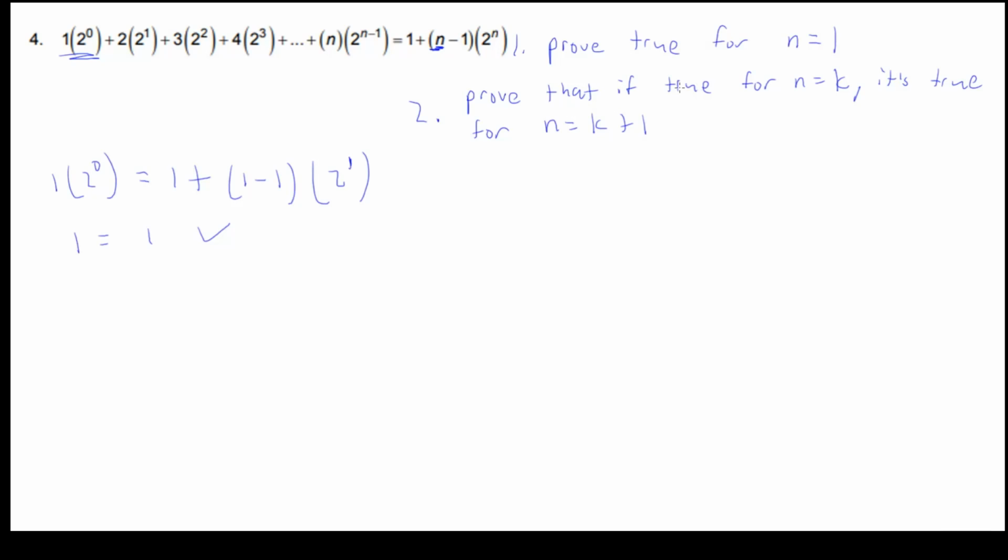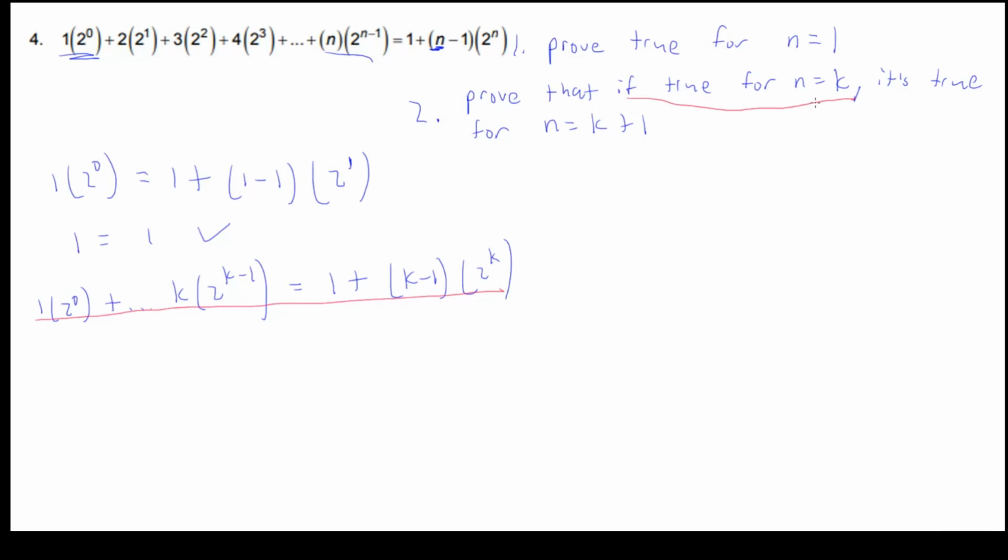So first we're going to assume that it's true for n equals k. So if we assume that, then that means that 1 times 2 to the 0 plus all this stuff all the way to k times 2 to the k minus 1, I'm just inserting k into n right here, is equal to 1 plus k minus 1 times 2 to the k. So this right here is assuming that it's true for n equals k.